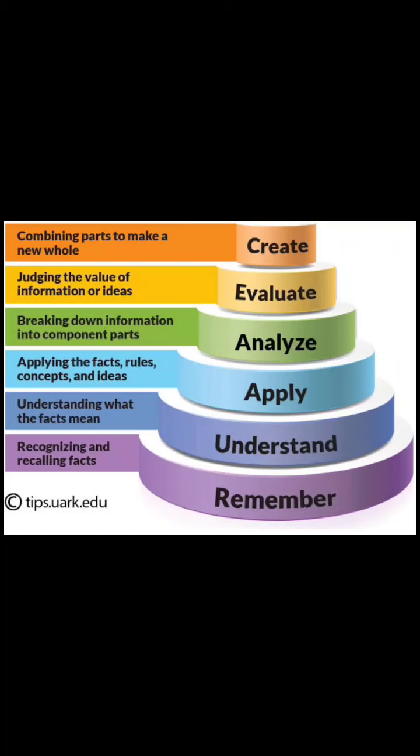First is remembering: recognizing and recalling facts. Next is understanding what the facts mean. Then applying the facts, rules, concepts, and ideas. Breaking down the information into component parts. This is analyze, and then evaluate and create. So that is a Bloom's taxonomy example.